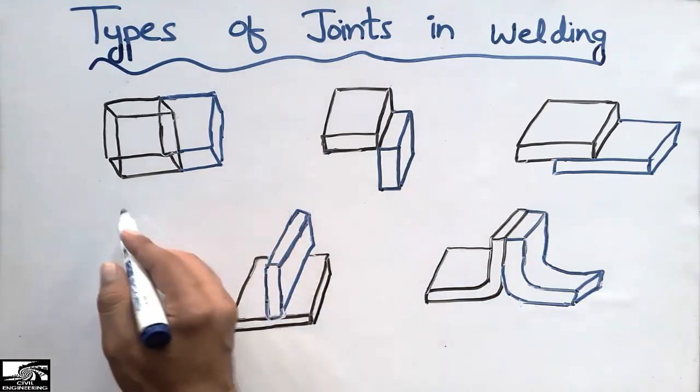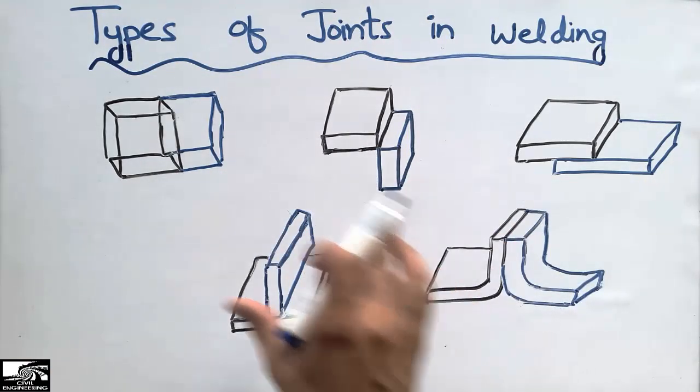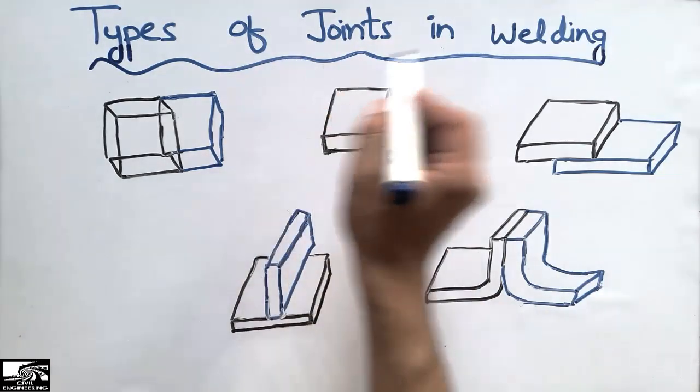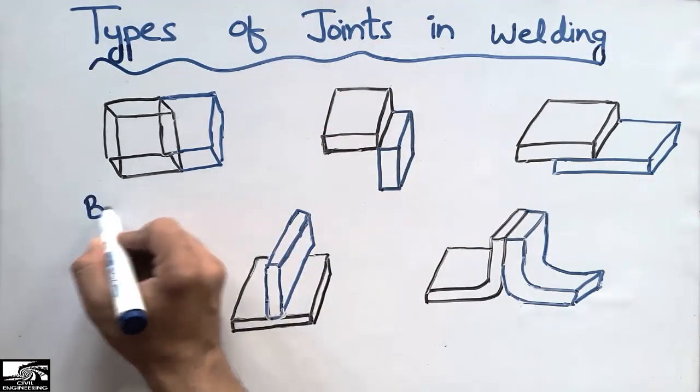So coming to the first one, these are the 5 types. I will explain one by one with the diagram. So the first type of joint in welding is the butt joint.